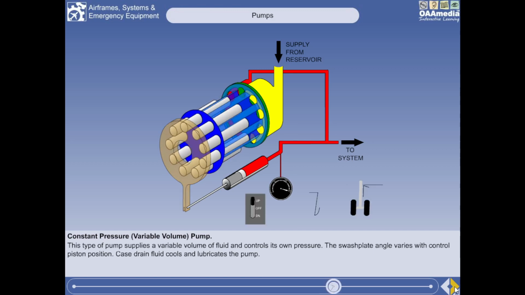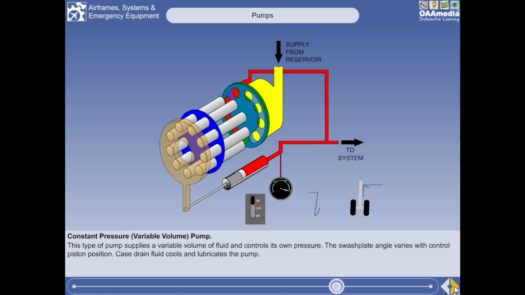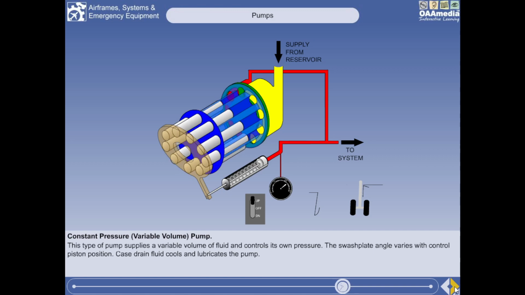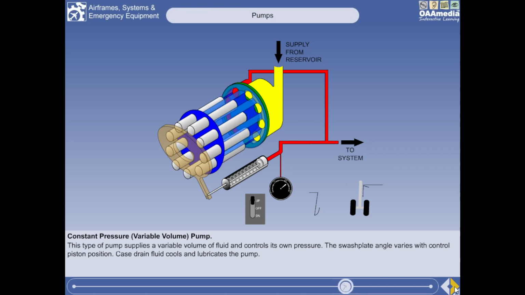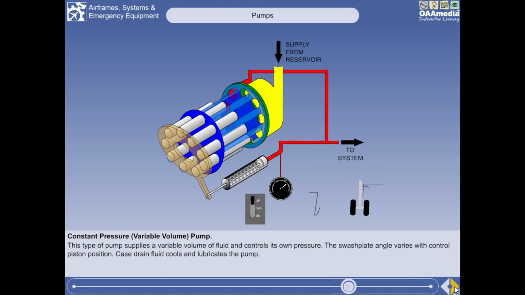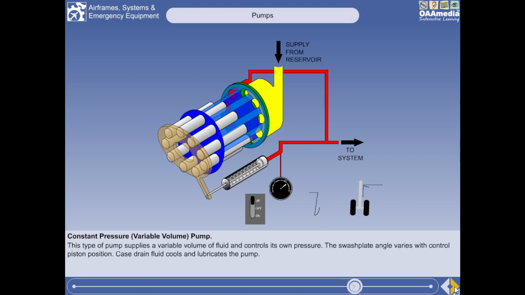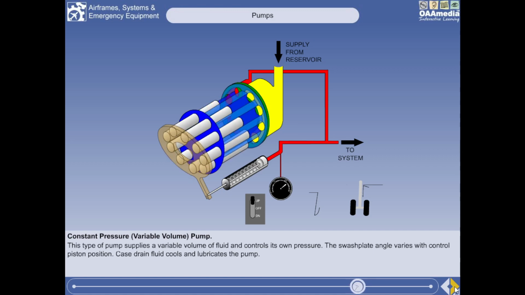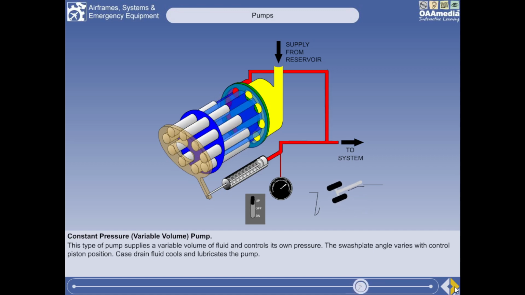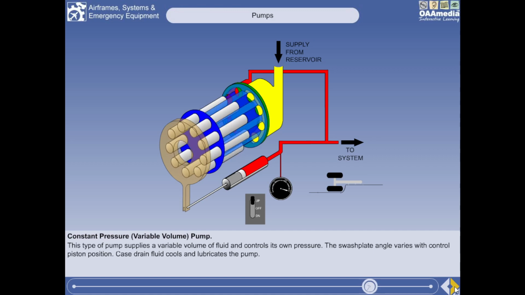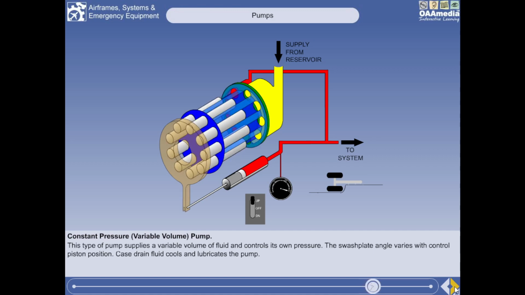If a service is operated, the system pressure will fall, the spring will push the control piston to the right, increasing the swash plate angle and thus the piston stroke. Pump output will increase to maintain the pressure. When the service reaches its required position, output pressure will again rise, and the swash plate will return to its no-load position.